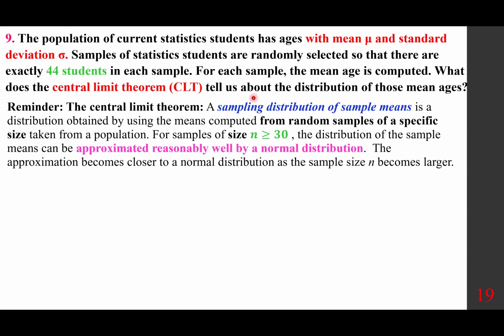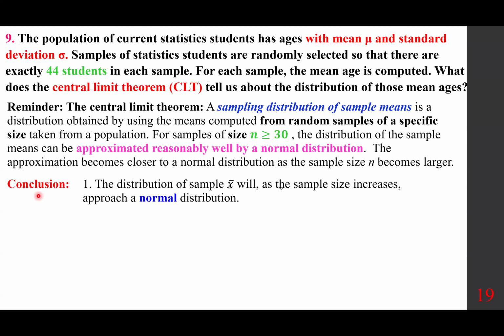Well, reminding you of what we just did. The central limit theorem: a sampling distribution of a sample mean is a distribution obtained by using the means computed from random samples of a specific size taken from a population. For samples of size n larger than or equal to 30, that's the case here, the distribution of sample means can be approximated reasonably well by a normal distribution. The approximation becomes closer to a normal distribution as the sample size n becomes larger. So that's what we just discussed. Having said that, here's the conclusion. Number one, the distribution of sample x bar will, as the sample size increases, approach a normal distribution.